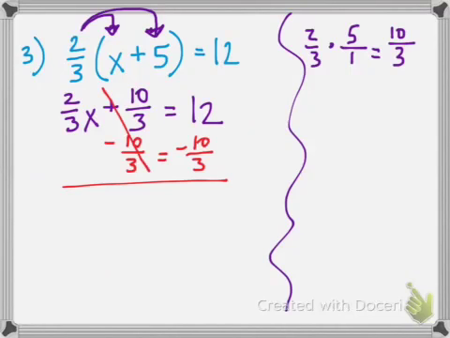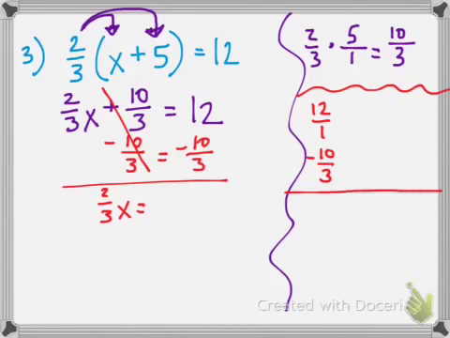On my left side, I have 2/3 x remaining. Bring down my equal sign. On my right side here, I see that I have to do 12 minus 10/3, so I'm going to show my work over here. So it's the same as 12 over 1 minus 10/3. So I have to use my knowledge of subtracting fractions with unlike denominators. I know that my LCD between the 1 and the 3 is 3.